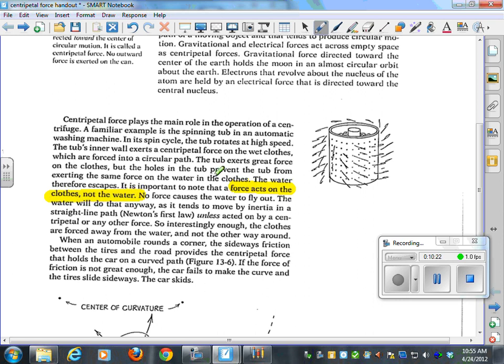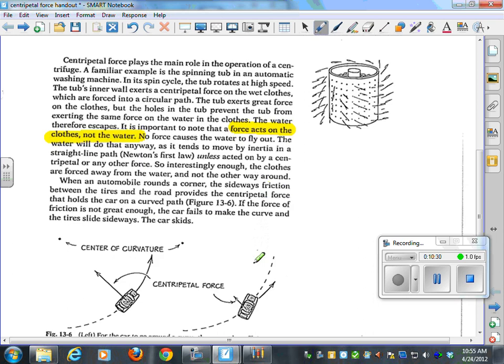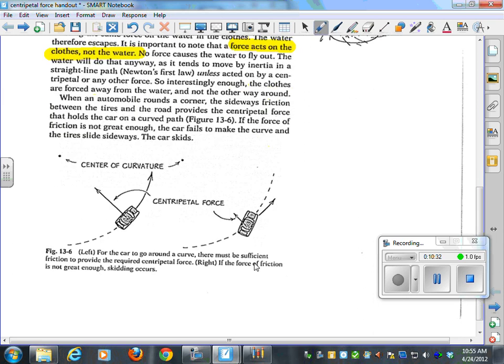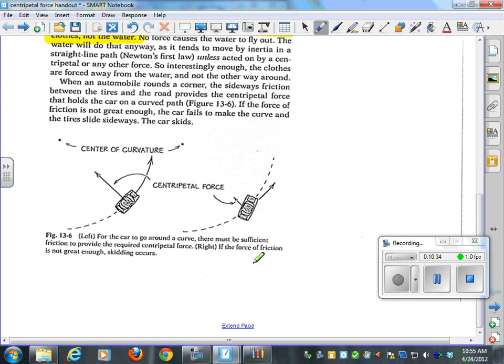So when an automobile rounds a corner, the sideways friction between the tires and the road provides a centripetal force that holds the car in a curved path. If the force of friction is not great enough, the car fails to make the curve, and the tires slide sideways, and it skids. We know that, right? Being winter drivers here.